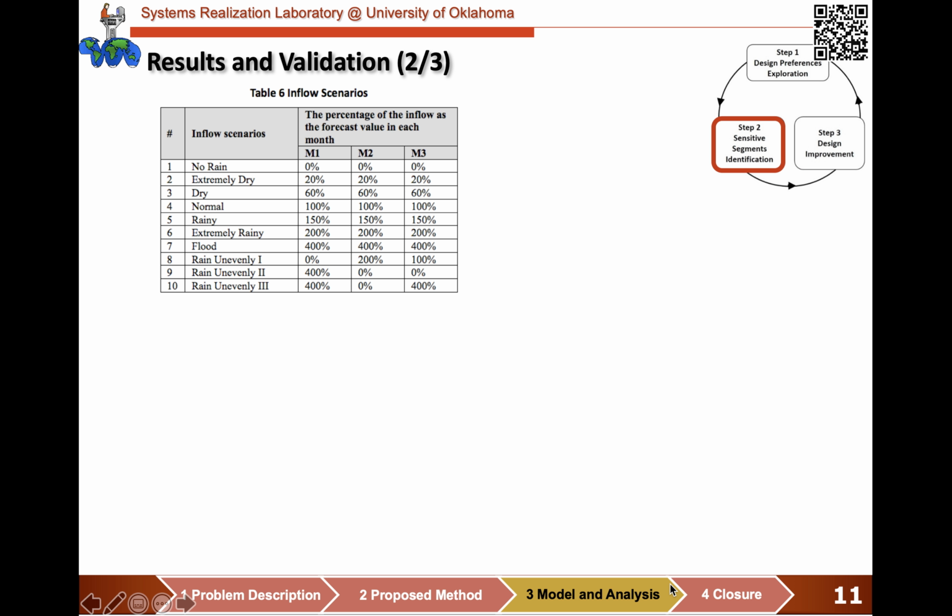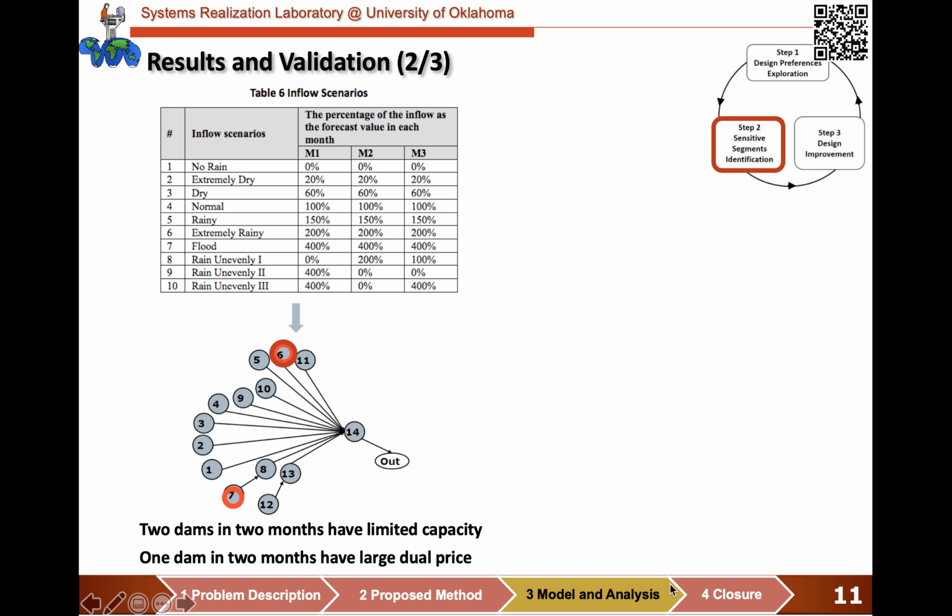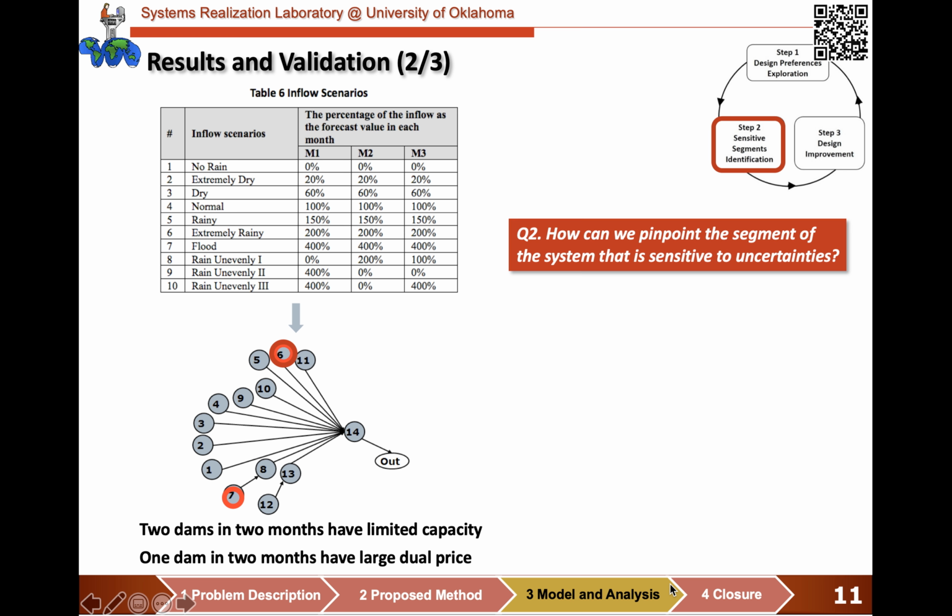We incorporate different uncertainties in water inflow and outflow. Here we only show the inflow scenarios. We conduct a sensitivity analysis and identify the reservoirs with restrictive upper bound and lower bound, and a dam that blocks the system from better serving the community of multiple user groups. Hence, we answer the second question. Through sensitivity analysis, we can pinpoint the sensitive and improvable segment of the system. Thus, we can adjust the model accordingly to improve its robustness.